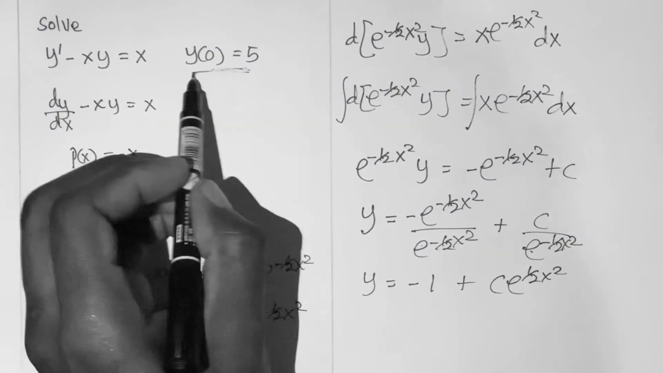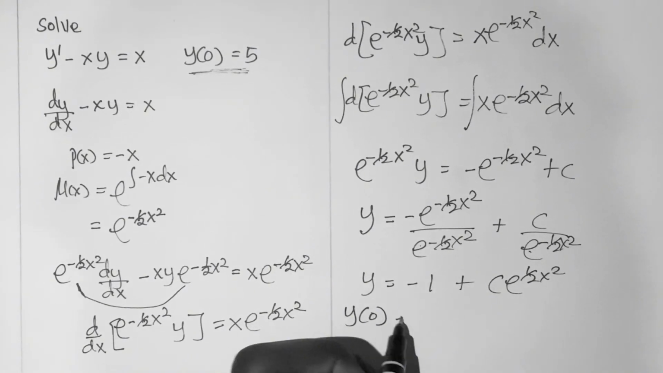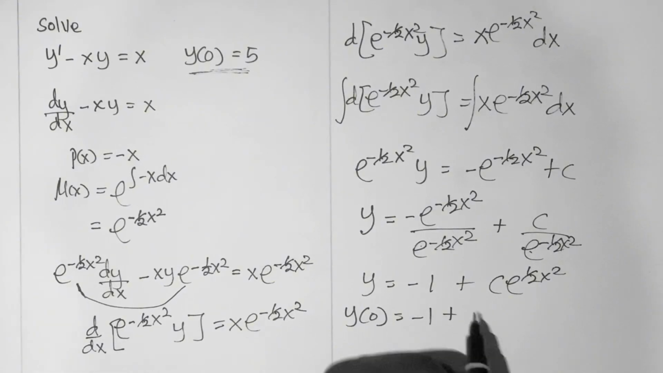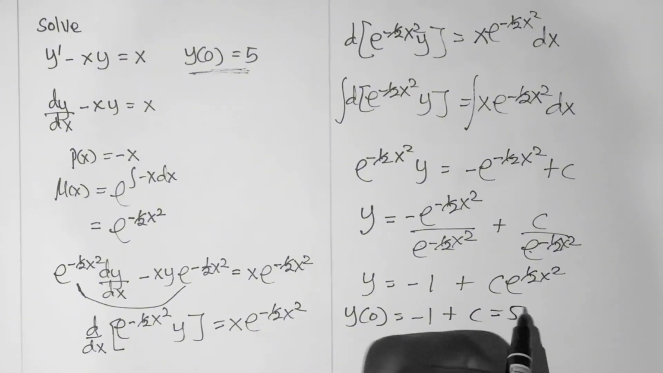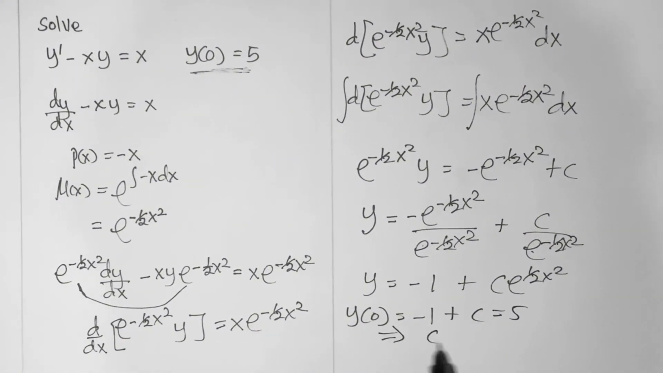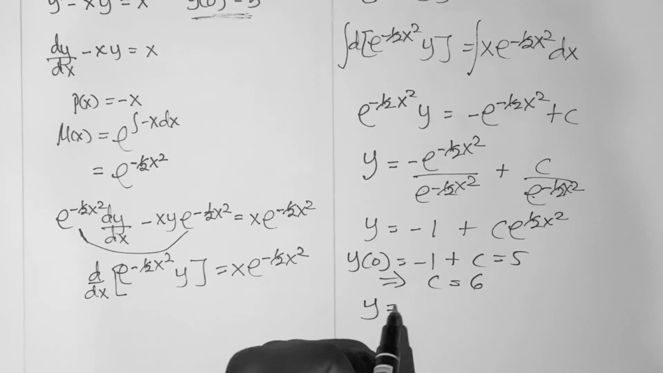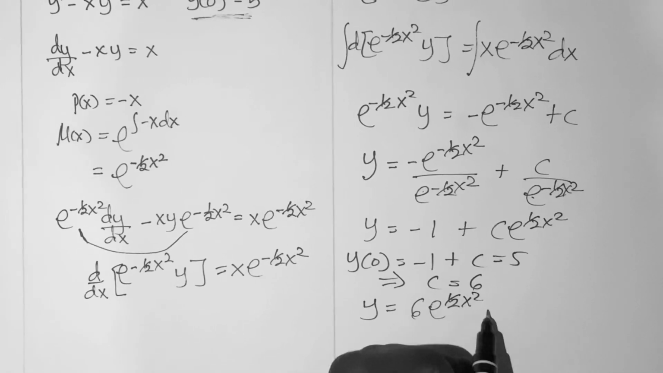However, we're given the boundary condition. y of 0 is equal to 5. So y of 0 is equal to minus 1, then plus wherever we see x, we need to put 0. So this is c times exponent 0, which is 1. So plus c is equal to 5. So this implies that c is equal to 5 plus 1, which is 6, and therefore y is equal to 6 exponent half x squared minus 1.